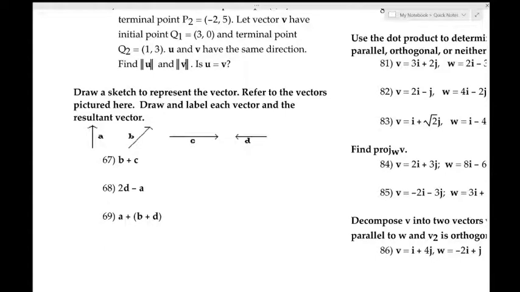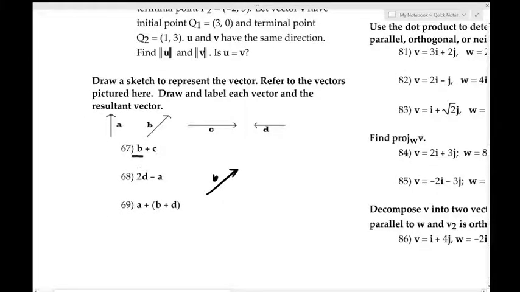Okay. On number 67, we're asked to draw a sketch to represent the vector sum. Whenever we're doing a sum, all that we have to do is start out with the first vector given, which is v. So v looks something like that. And on the head of it, we're going to put the tail of the second vector. So vector c will start right here and goes like that, something like this, right?